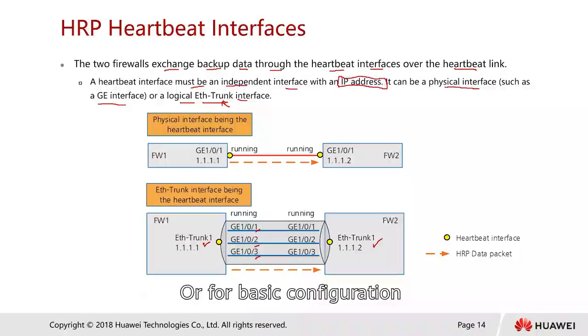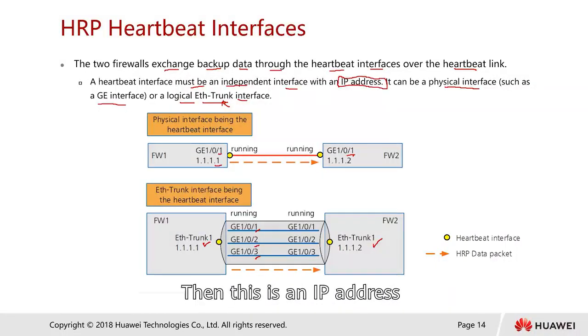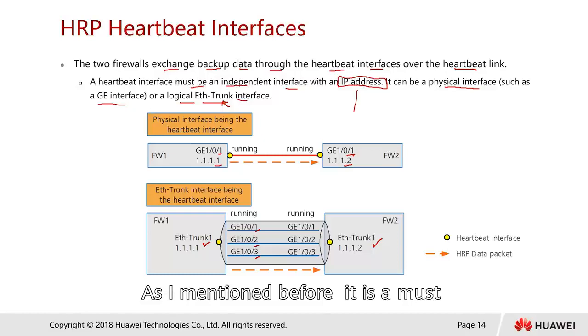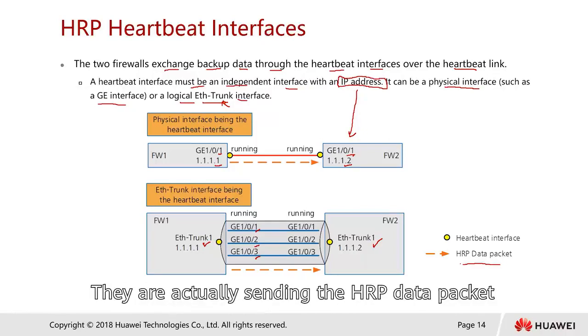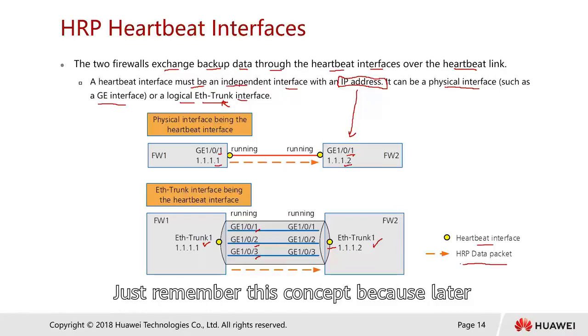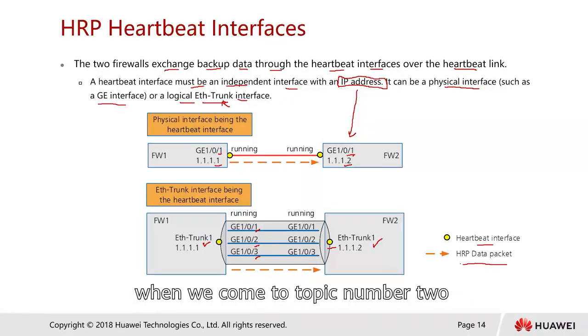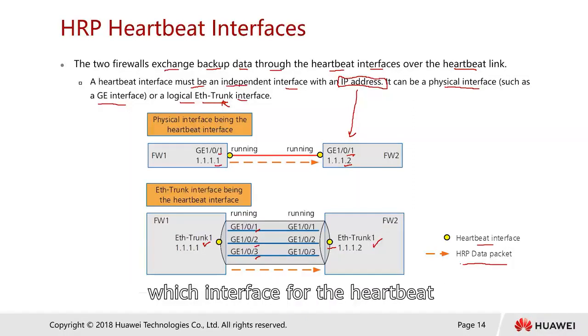For basic configuration, we can also simply connect one physical interface to each other, with an IP address. As I mentioned before, it is a must, so you must configure the IP address to allow them to talk to each other. What they are sending to each other are the HRP data packets, and this is the heartbeat interface. Just remember this concept, because when we come to topic number 2, we will talk about the configuration, and I will remind you again that there is a command to specify which interface is used for the heartbeat.